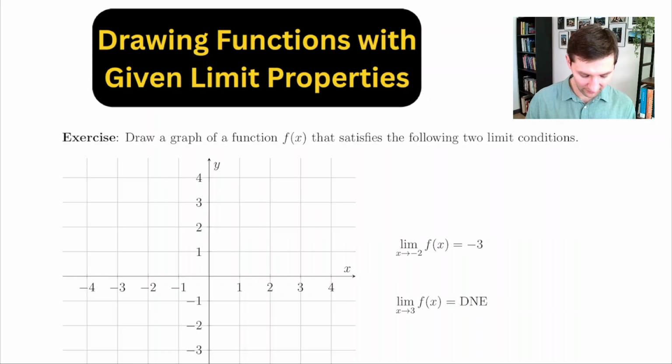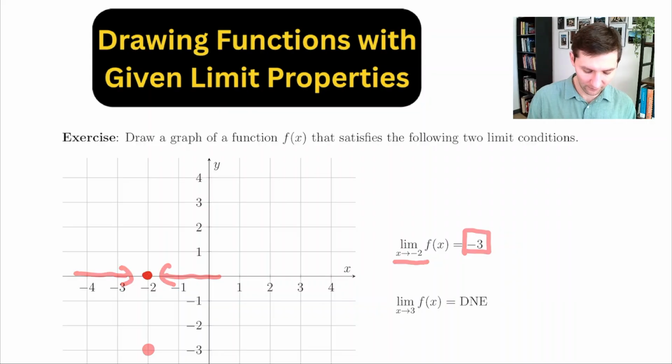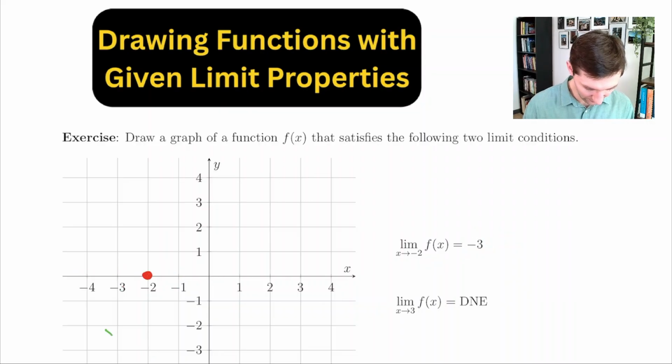First, I find x equal to -2 on the x-axis. Now I know that as the inputs approach -2, the outputs must approach -3. This is how I'm going to achieve this. I'm drawing a piece of the graph. That piece satisfies the given limit condition.